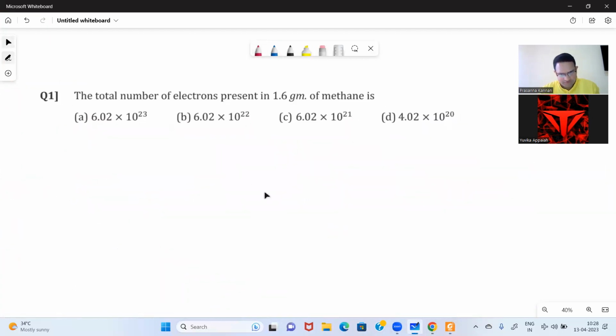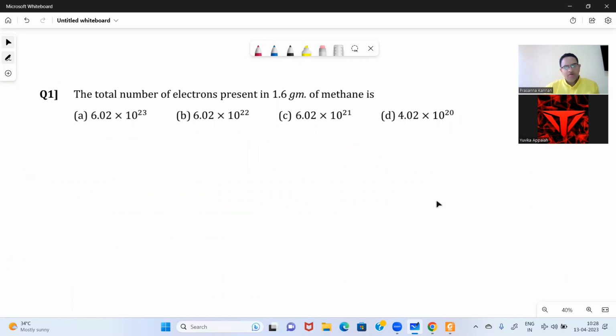All right, let's look at the first question. How many electrons are present in 1.6 grams of methane? Right, Vika? First, we look at the molecular formula for methane. Methane is nothing but CH4. Perfect. Now, the next thing is to find the molecular mass.